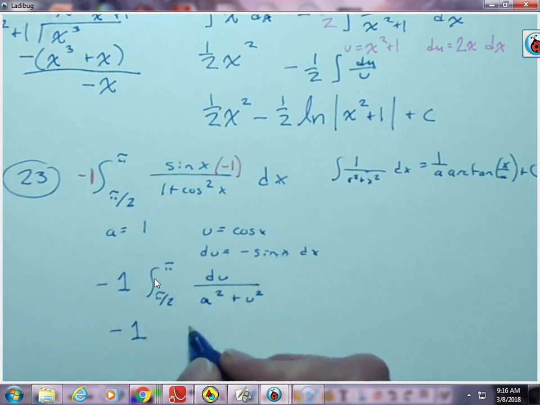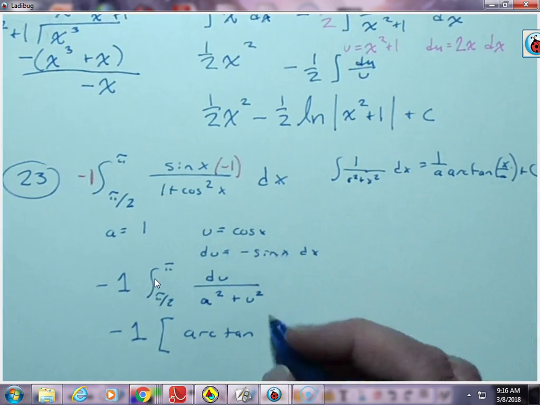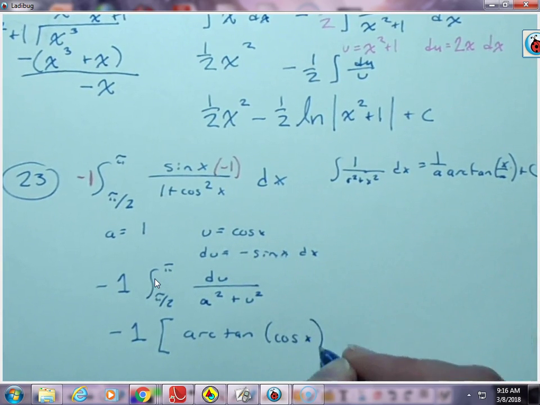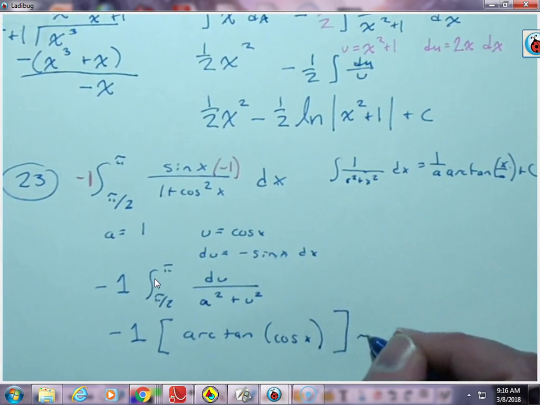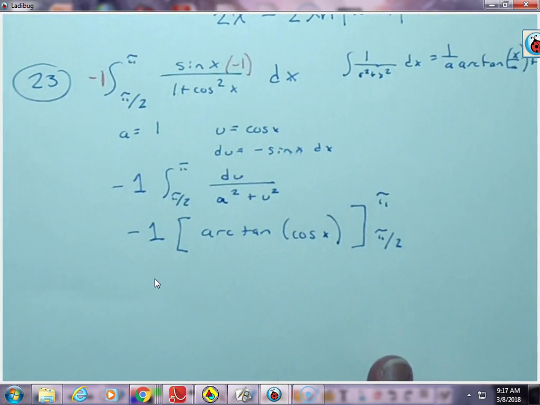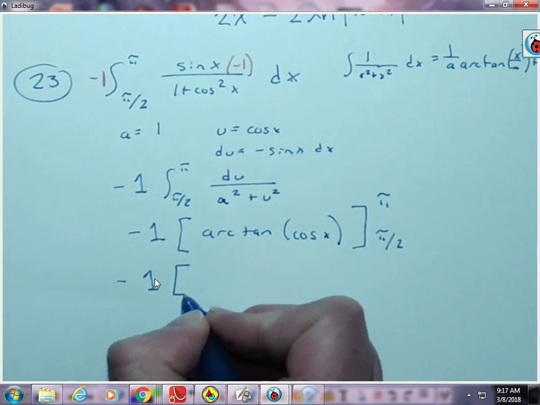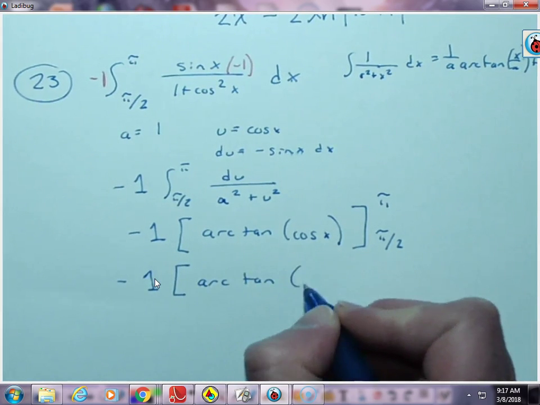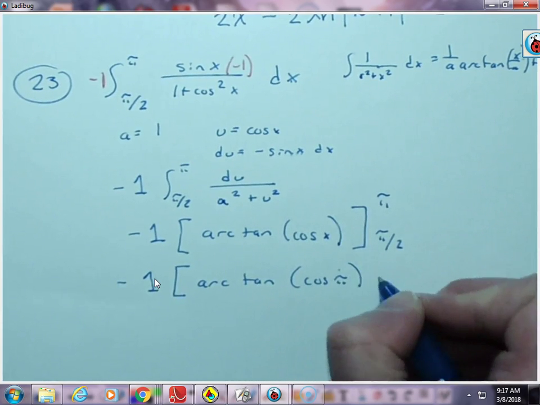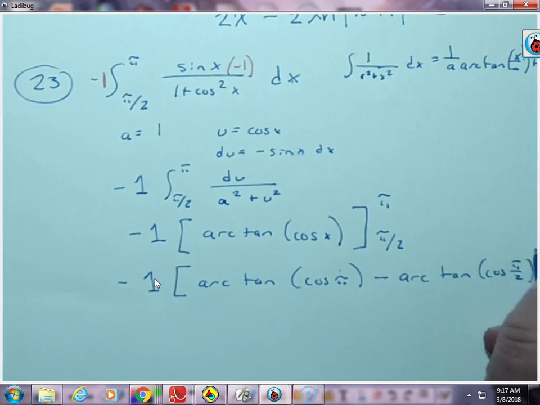So it would be negative 1, and then 1 over a, which is just 1 over 1, so I'm just not going to write that. And then arctan x over a, so that'd be u over a, so cosine x over 1, which is just cosine x. And we're supposed to do that from pi over 2 to pi. And that's definitely not going to scare us. We'll leave the negative 1 out. So this would be arctan of cosine of pi minus arctan of cosine of pi over 2.